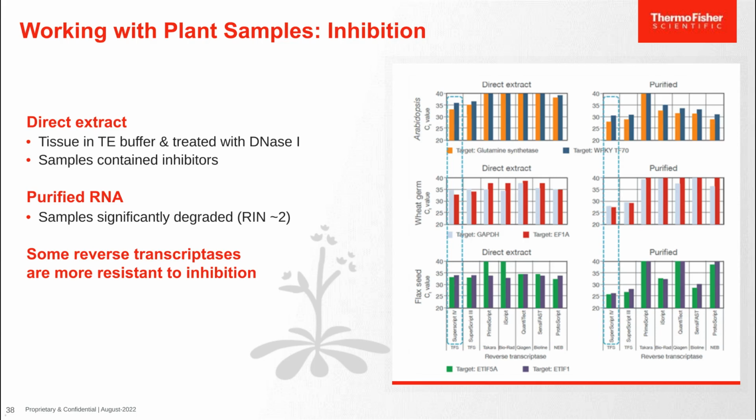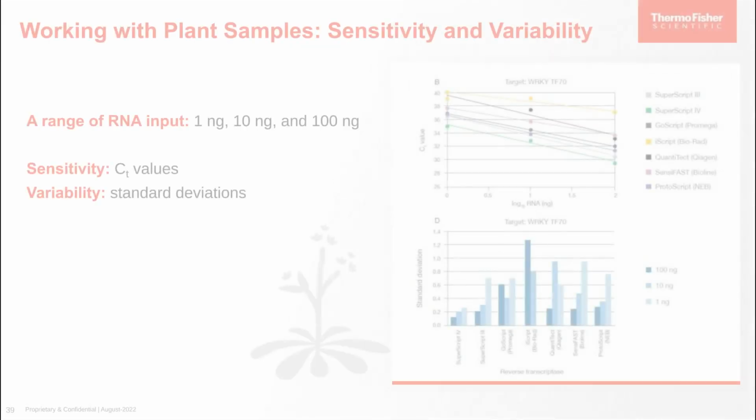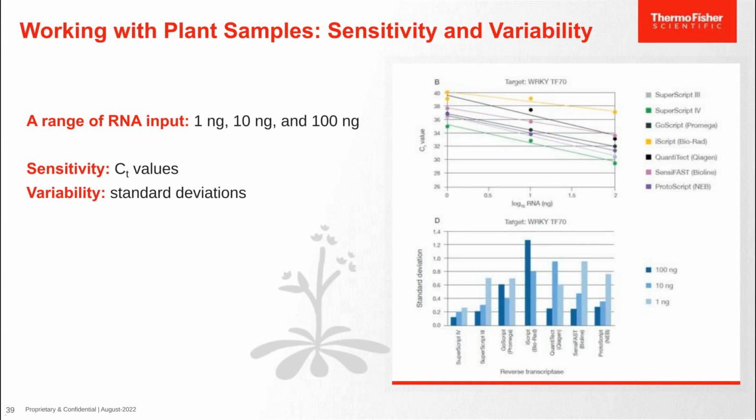Also, considering the effects of inhibitors within these plant-direct extracts, we can clearly see that some enzymes are more resistant than others. In addition, you can see here from the lower CT values that some RT enzymes are more efficient than others when working with degraded RNA in these plant samples. The more robust RT reagents also provided more consistent and reliable data, as shown by the lowered standard deviation, which should provide confidence in your RT-qPCR data when using these enzymes.